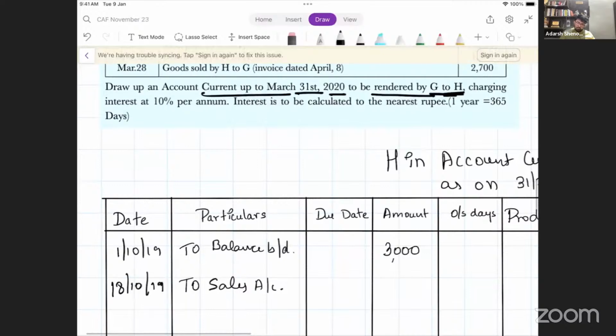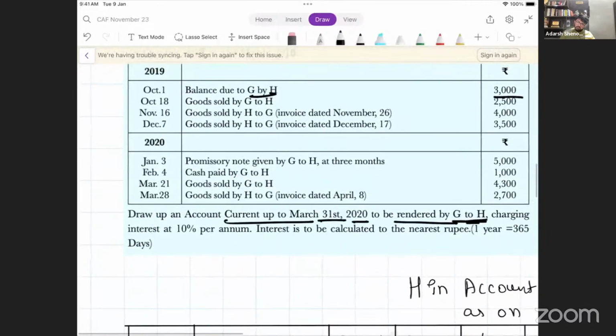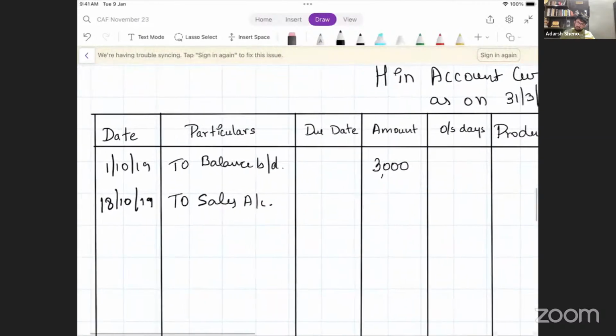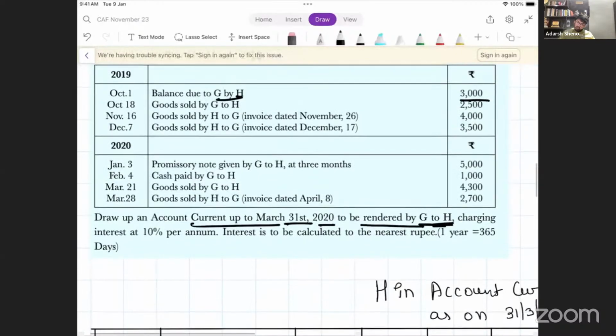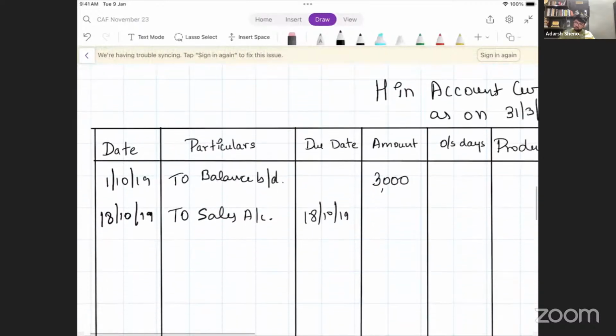Due date is not given. Credit period, due date, nothing is given. So we take the transaction date itself as the due date. So we're basically considering that there's no credit period, other than the payment, because the payment should be made on the same date. So that is why we are taking the transaction date itself as the due date. 18/10, 2500.